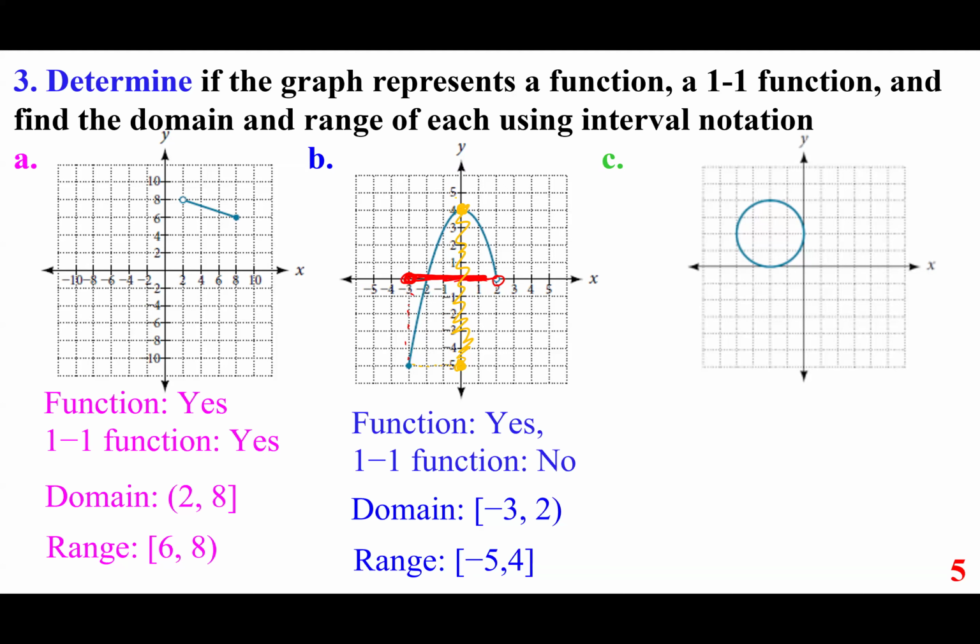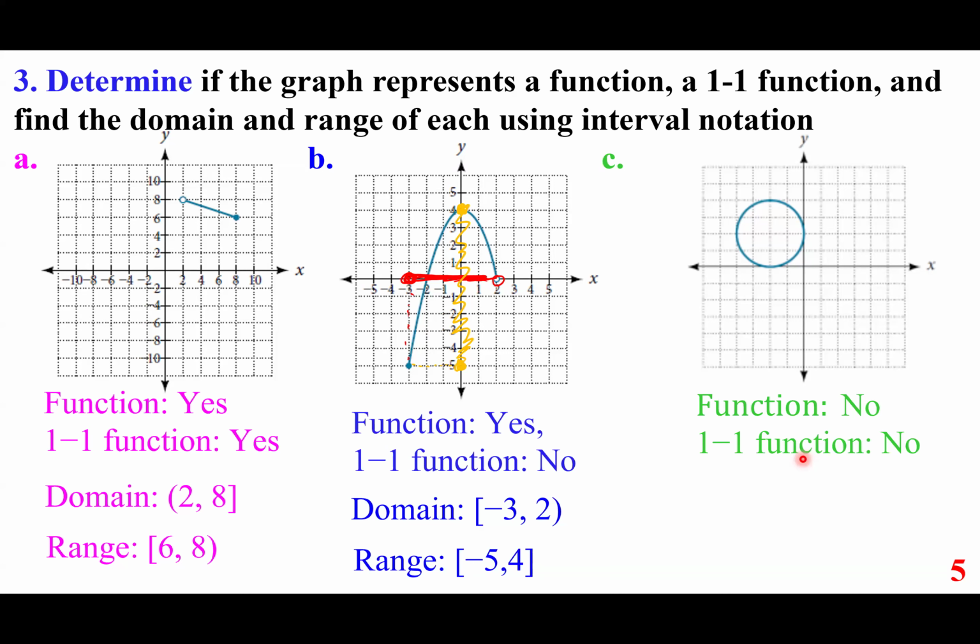The last one is neither a function nor a one-to-one function, because just look at the lines here. This line, for example, crosses the graph more than once. That's failing the vertical line test. Over here, it crosses the graph more than once. It fails both HLT and VLT.